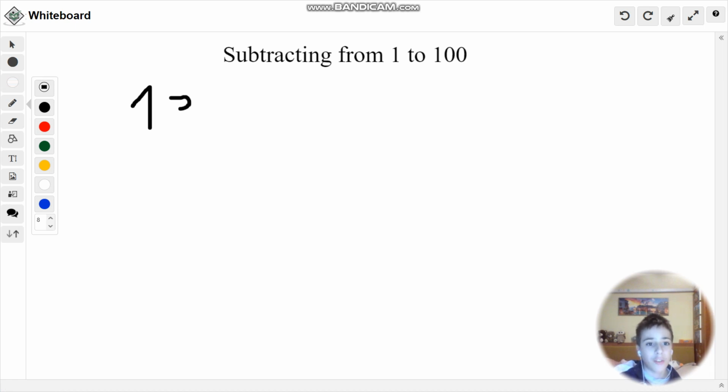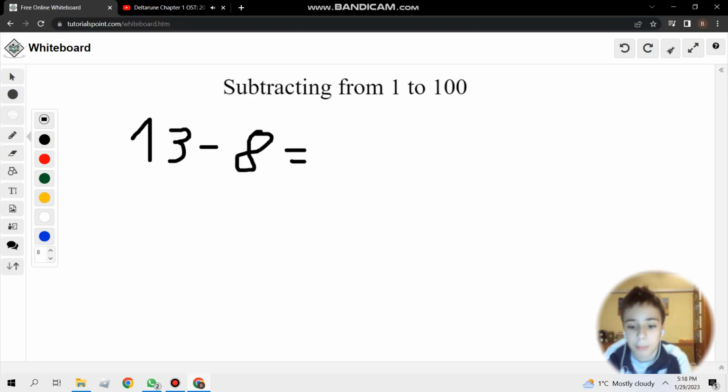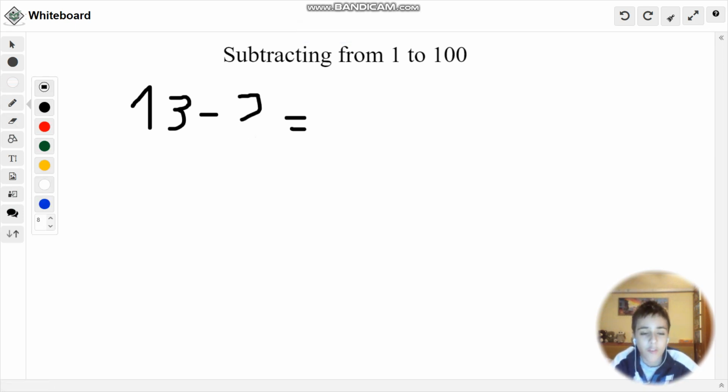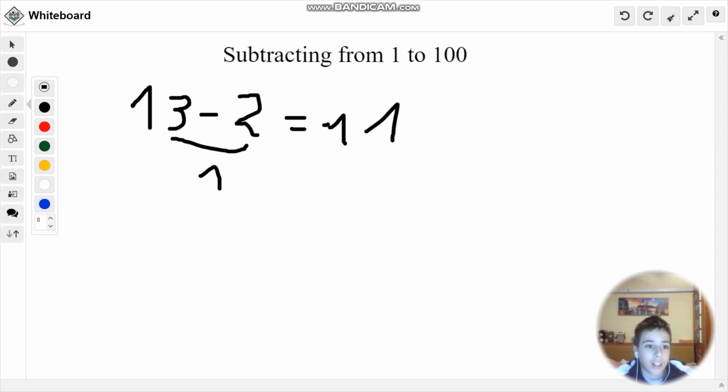Let's try 13 minus 2 first. That's simpler. 13 minus 2 gives us... So we basically have to do 3 minus 2, which gives us a 1. And because this number is not bigger than this number, we can ignore this one for now. So we place a 1 and another 1 from this one. So the answer is 11.